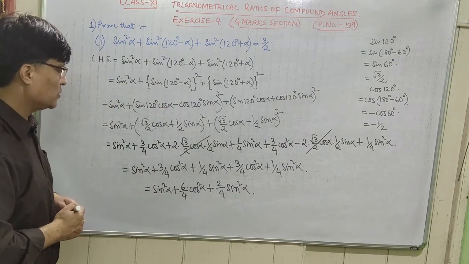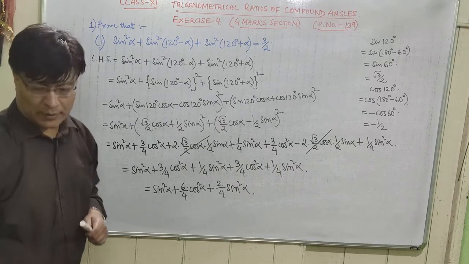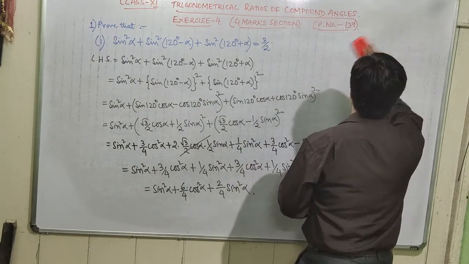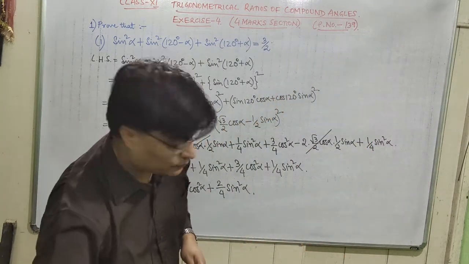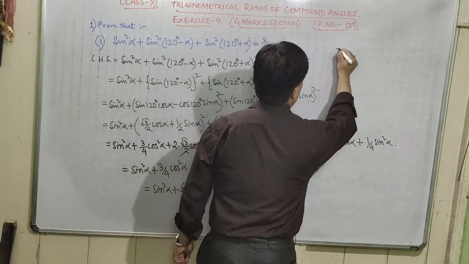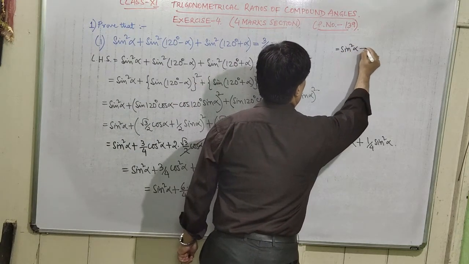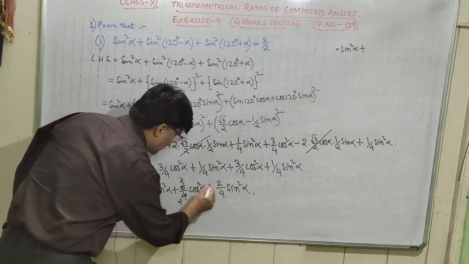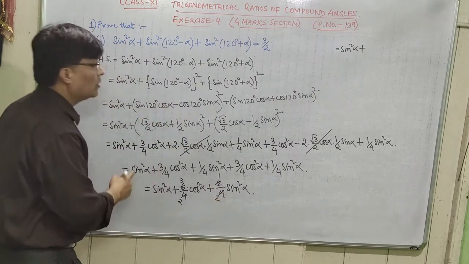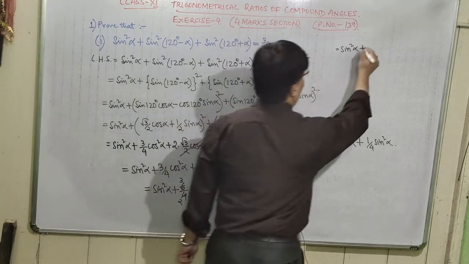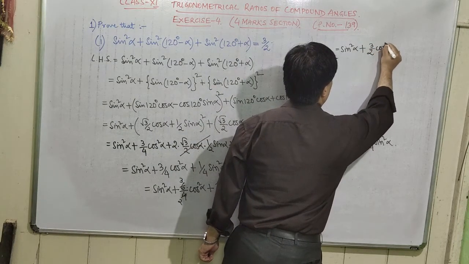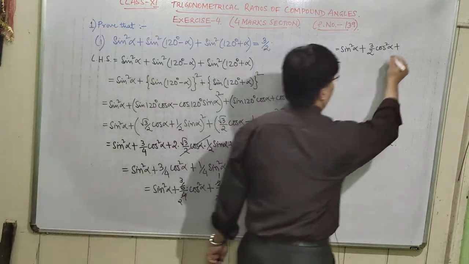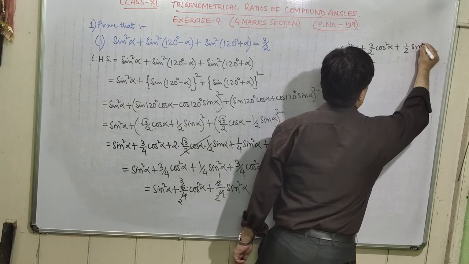Is that clear? So let's simplify it further now. So let us write it here. So which is equal to, this is sine square alpha plus, so here you can cancel it, 2 3s are 6, 2 2s are 4, 2 1s are 2, 2 2s are 4. So this is sine square alpha plus 3 by 2 cos square alpha plus half sine square alpha.